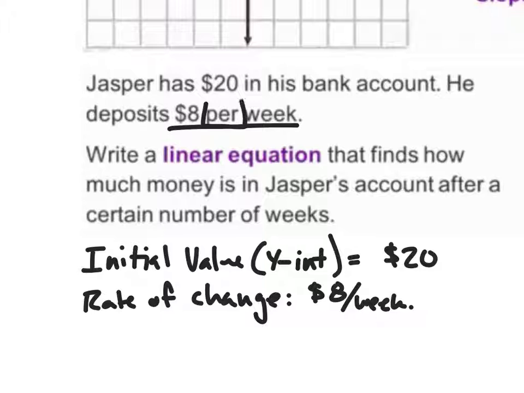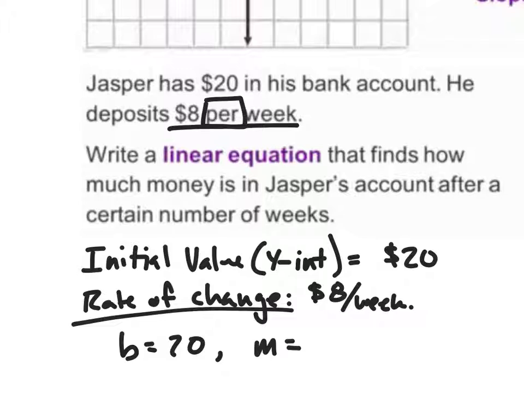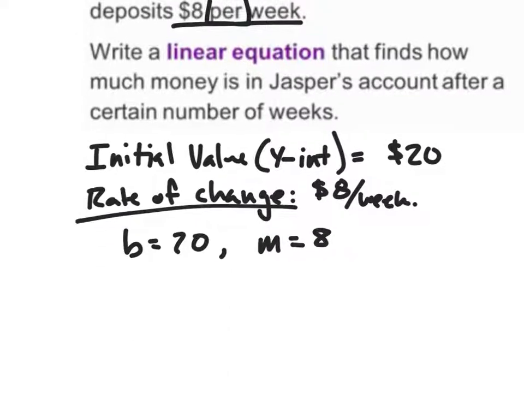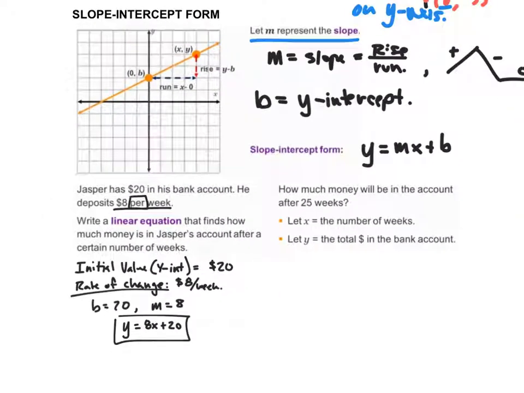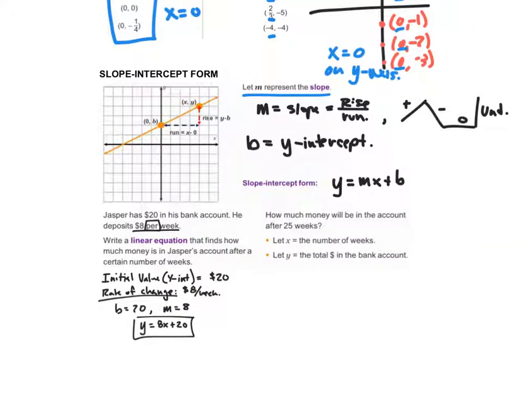The word per is going to indicate rate of change. So what I know, I have my initial value, my y-intercept is 20, so b is equal to 20, and I know that my rate of change, or my slope, is equal to 8. So what I can do is immediately write an equation and say y is equal to 8x plus 20, and boom, we're done. That's it. That's all I'm doing. So if we understand the concept of a slope and we understand the concept of a y-intercept, then we can write this equation.